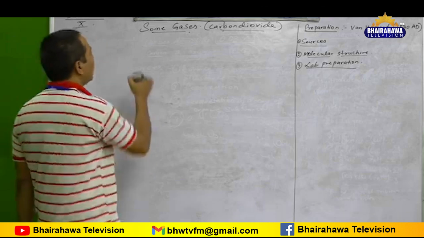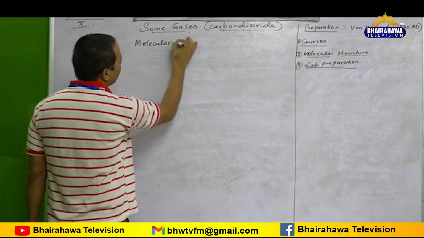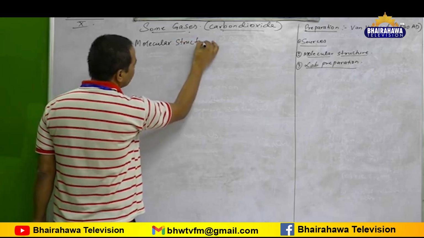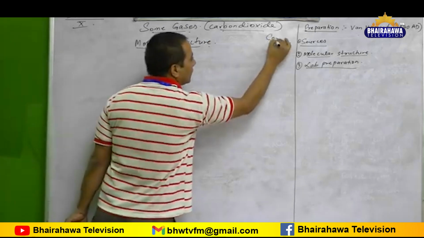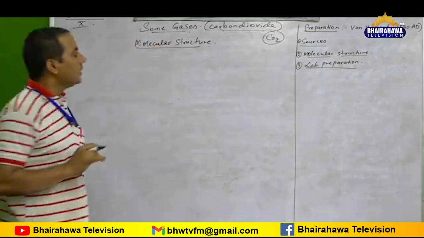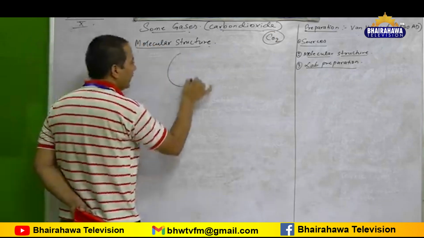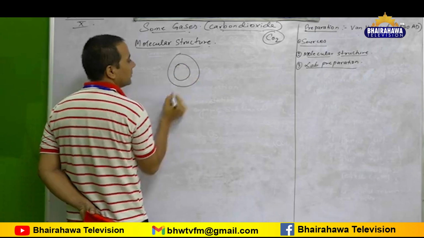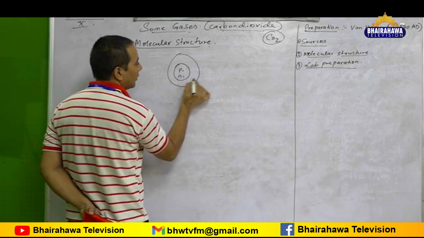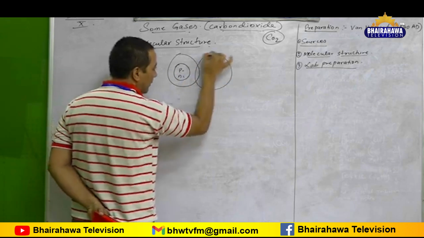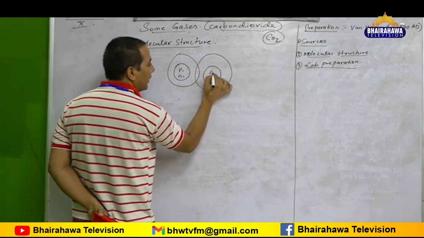Now, if we see the molecular structure, the molecular formula is CO2. So how will the molecular structure be? Let us see, there is proton and neutron.